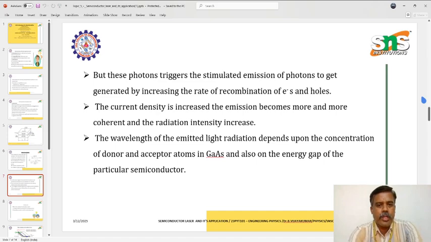The photons trigger the stimulated emission between the two bands. It is generated by increasing the rate of recombination of electrons and holes. As the current density is increased, the emission becomes more and more coherent and the radiation intensity is increased. The wavelength of the emitted light depends upon the concentration of donor and acceptor atoms in gallium arsenide, and also on the energy gap of the particular semiconductor.